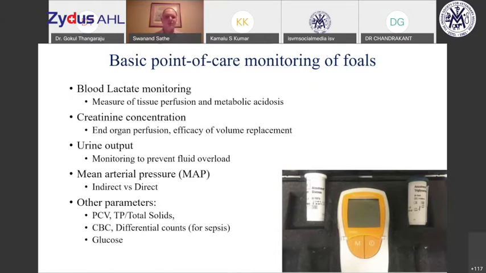For lactate and glucose, you have these handheld measuring devices that we use, which can be used even in a field setting. They provide a lot of information to us.